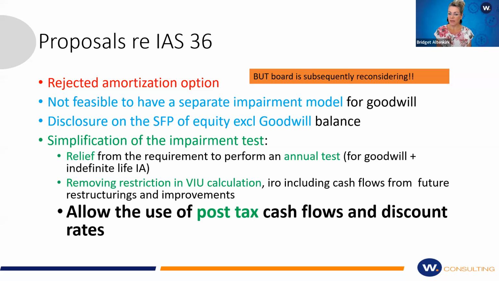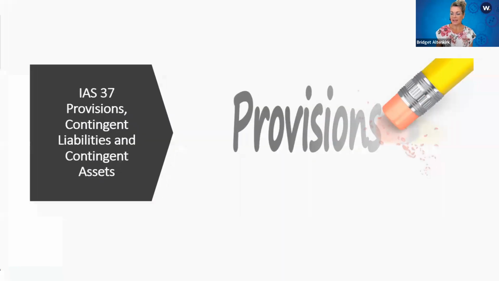One of the things the board is considering is to allow for the use of post-tax cash flows and post-tax discount rates. So the current requirement is that pre-tax cash flows and pre-tax discount rates need to be used. However, going forward, the board may conclude and decide that the requirement for the discount rates to be pre-tax may be removed, which could then permit an entity to use post-tax discount rates with post-tax cash flows.